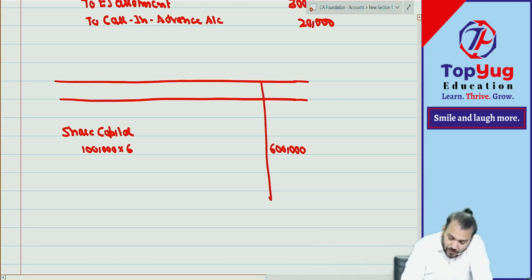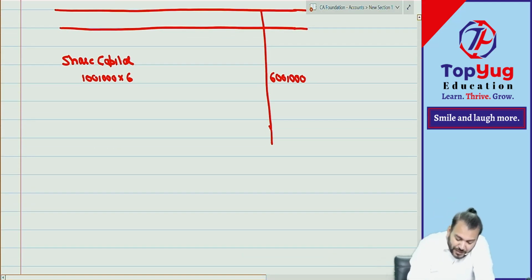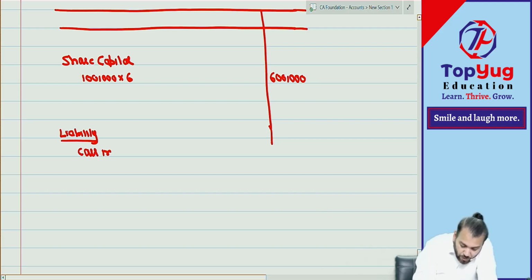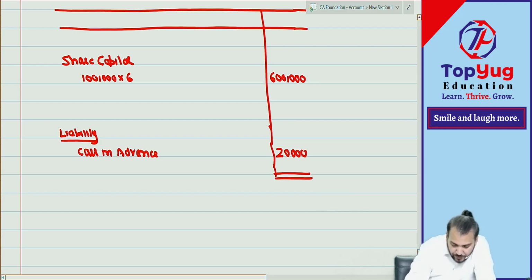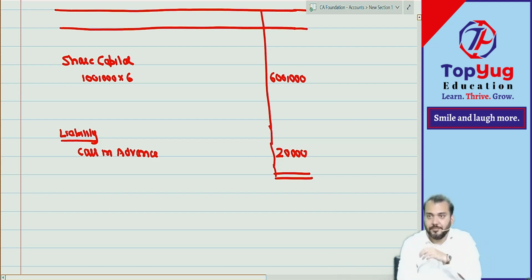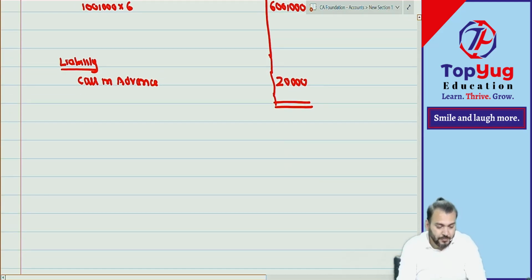Then one liability will come under liabilities. Under liabilities, calls in advance will come. How much calls in advance? 20,000 will come. Simple. Correct. Have you understood this?